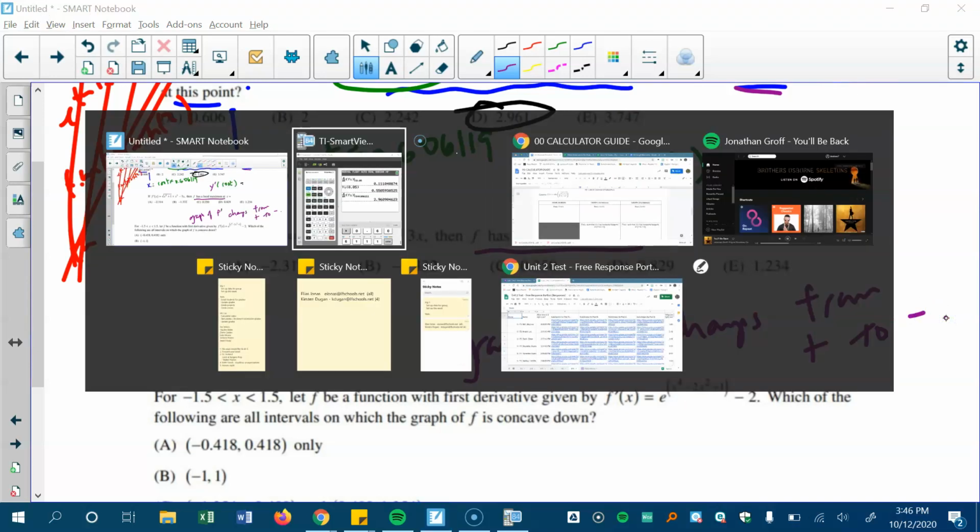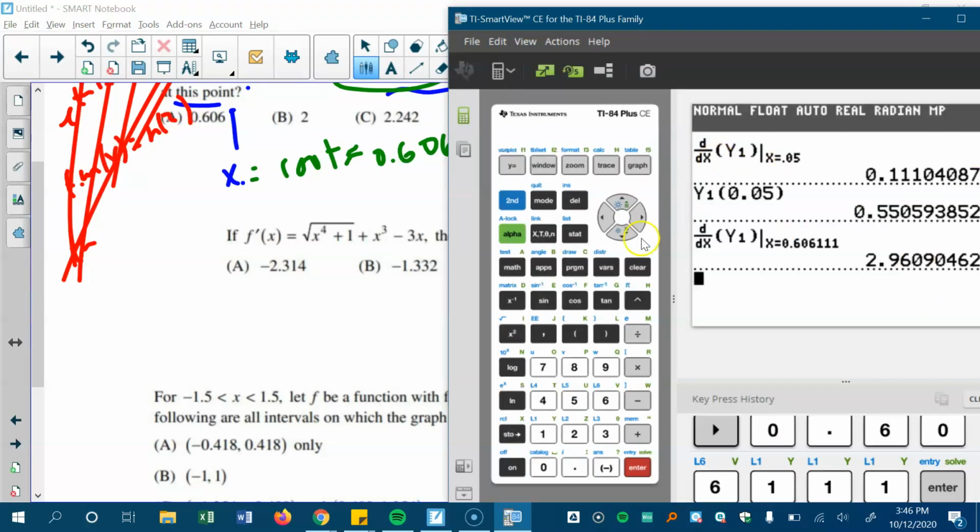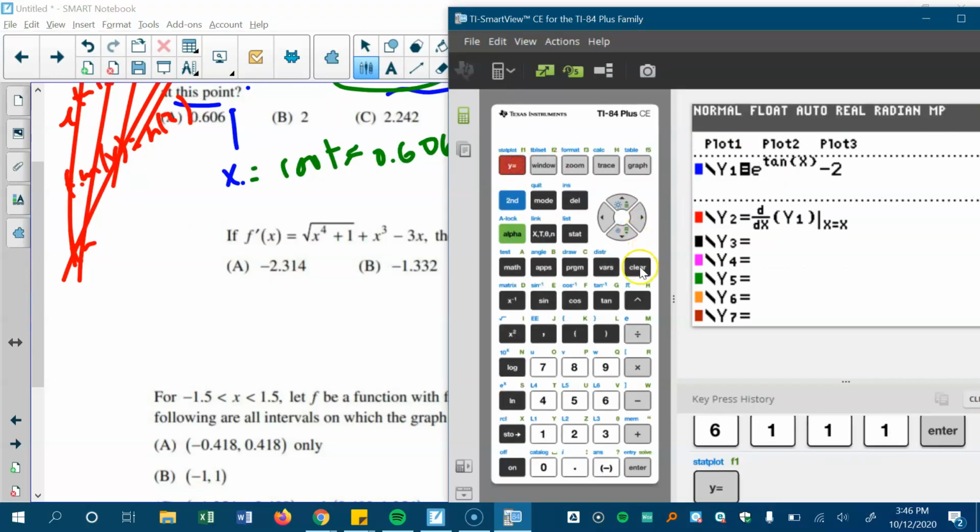Okay, so let's enter f prime in. I won't actually need the derivative here, but I'll keep that there just in case. We've got a square root, we've got x to the fourth.